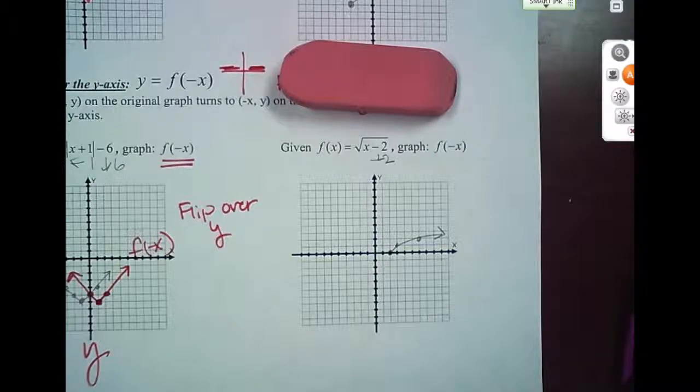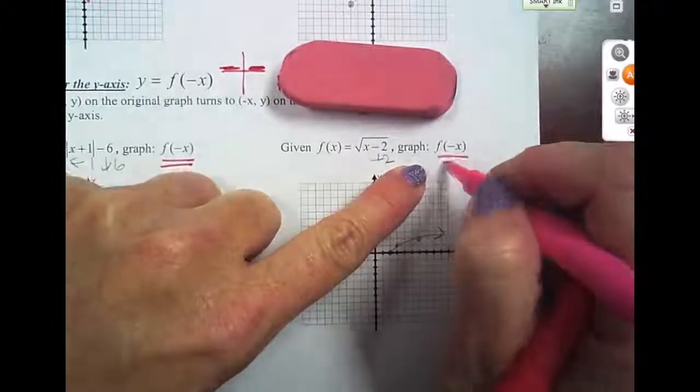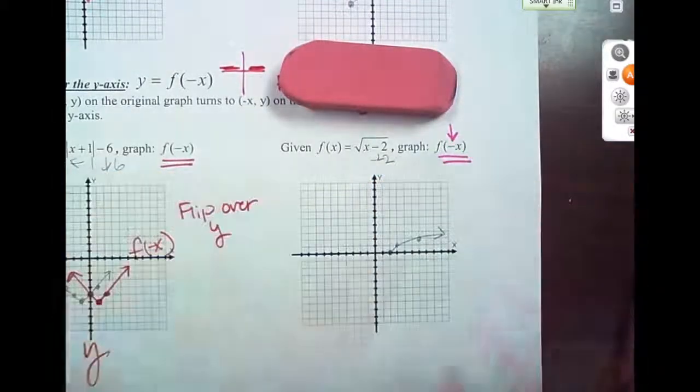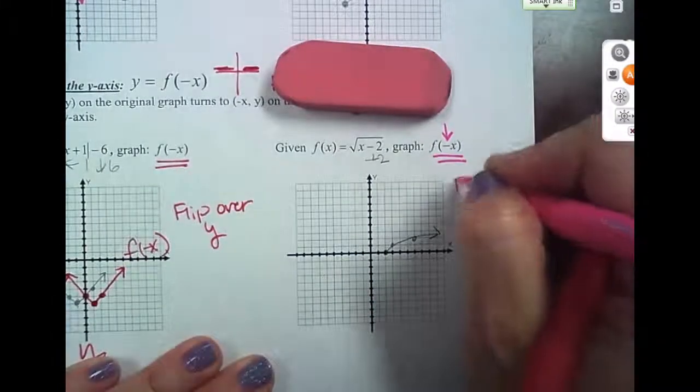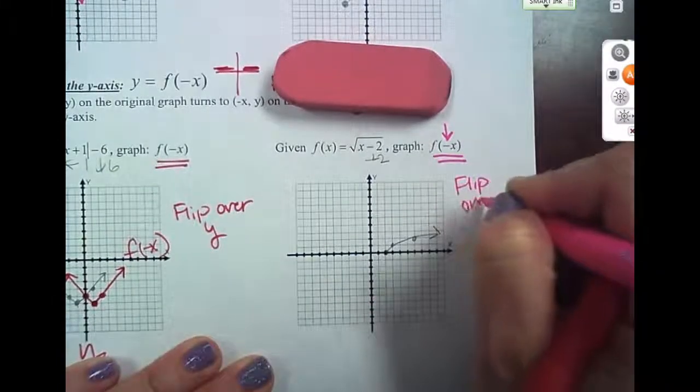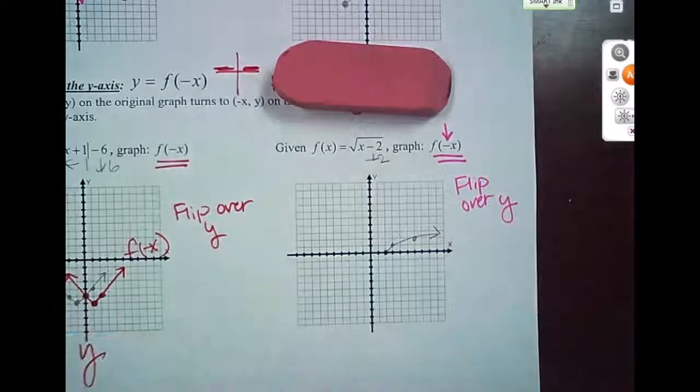Look at what it tells you. In the directions, it says graph this function right here, which says the opposite of x's. Well, if I'm going to hop x's, what I'm hopping over, flip over what? Y. Flip over the y. Flip each point. Flip each point. It seems tricky. The hill graph is tricky.